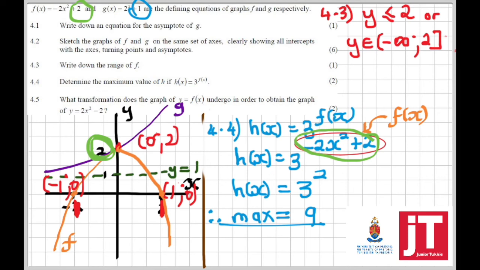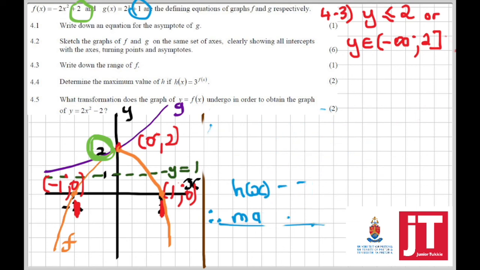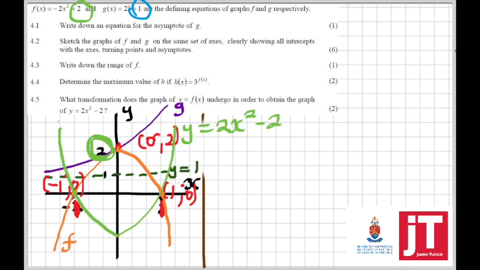We move on to the last question, 4.5. Write down the transformation of the graph of y is equal to f of x if it undergoes a transformation to obtain the graph of 2x squared minus 2. So I'm going to start by sketching the graph of y is equal to 2x squared minus 2. To sketch that graph, we know that it would look like that.